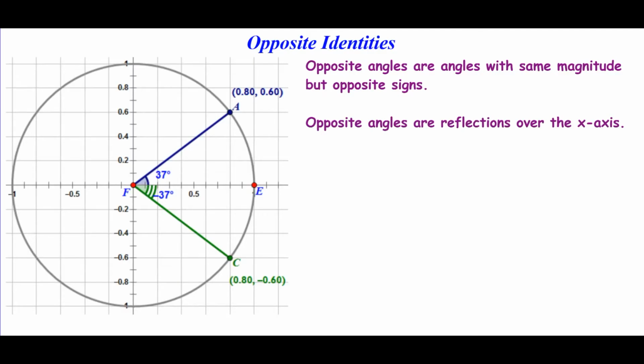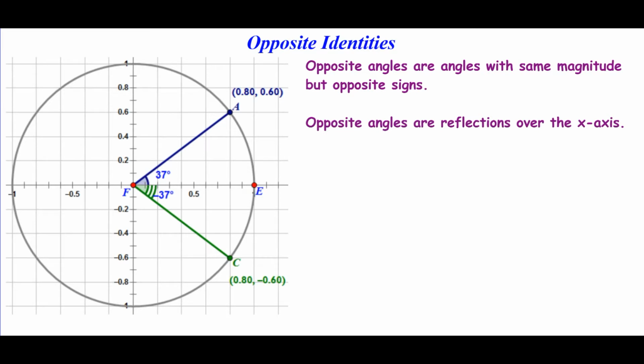In this video, we're going to look at some additional trigonometric identities, specifically the opposite identity, supplement identity, and complement identity. So we're going to start with the opposites identity. We're just talking about angles that are opposites, angles that have the same magnitude but different signs.